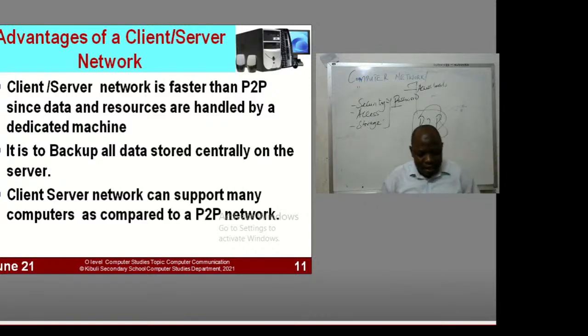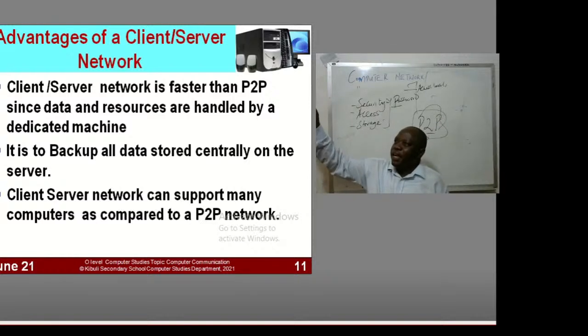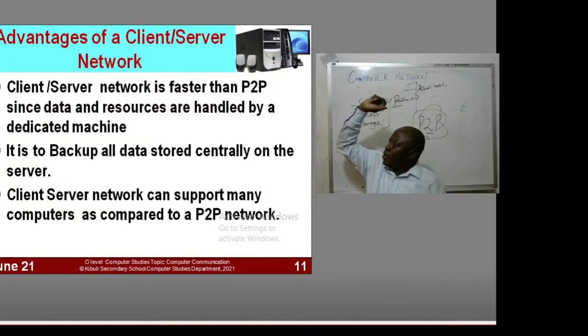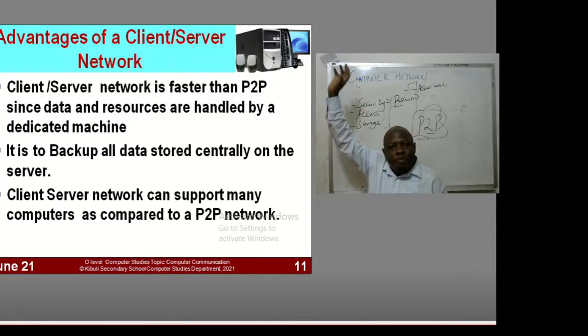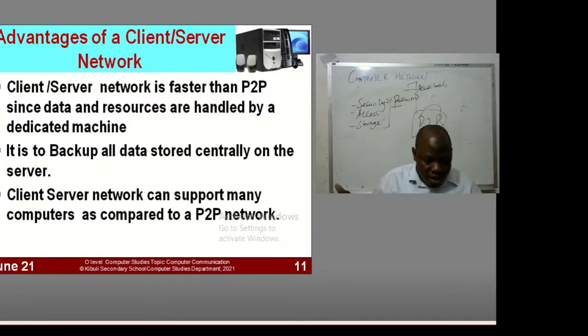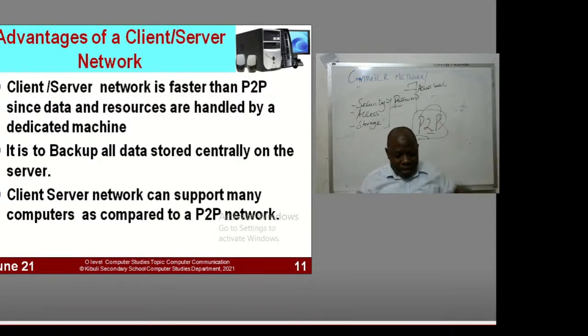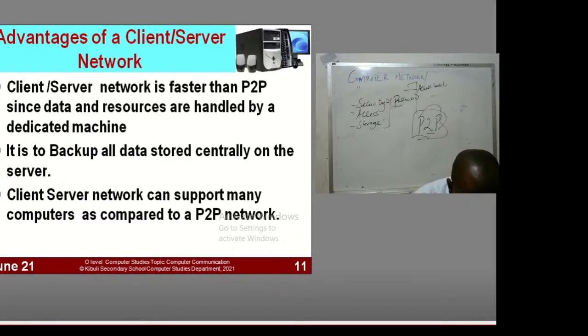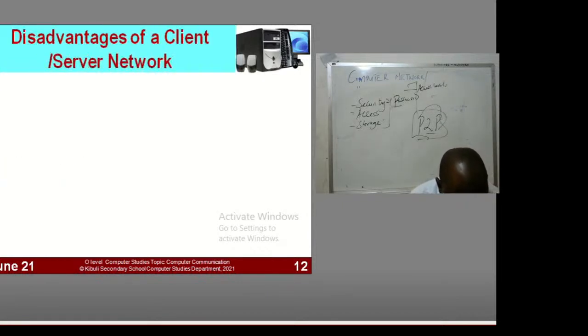So a client and server network can support many computers as compared to peer-to-peer. It may support so many computers. That's what I'm telling you. When you look at Uganda Revenue Authority, it has branches in different towns, in Busia, in Malaba, in Kabale Katuna border, and at the Zaire border. There are people working from there, but they're accessing the network from the server which is in the Uganda Revenue Authority offices. But again, it may not be there. It may be in the cloud today, because people are keeping the information in the cloud.